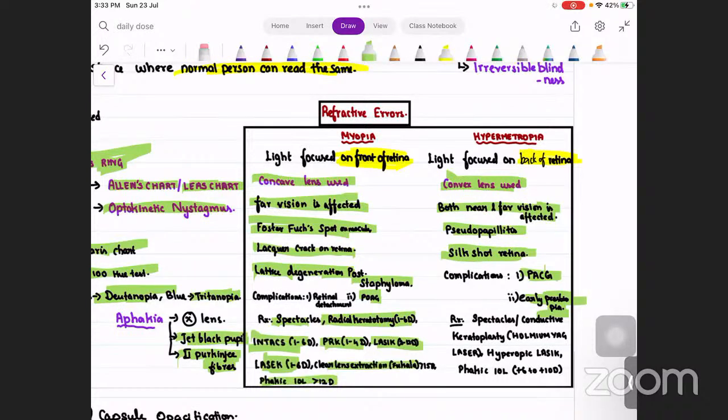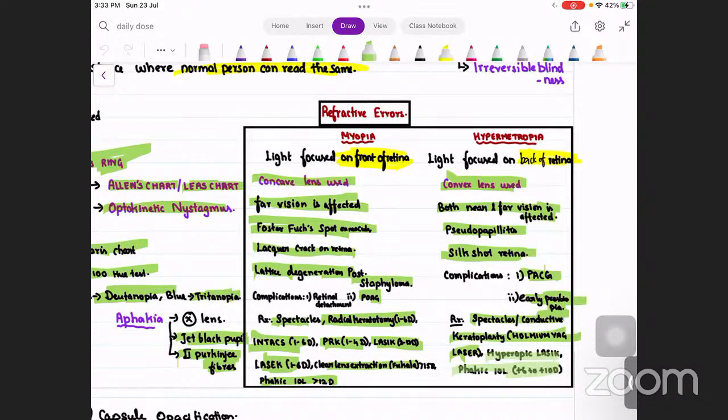For the treatment of hypermetropia, spectacles, conductive keratoplasty using a holmium YAG laser, hyperopic LASIK, and phakic IOL are used.